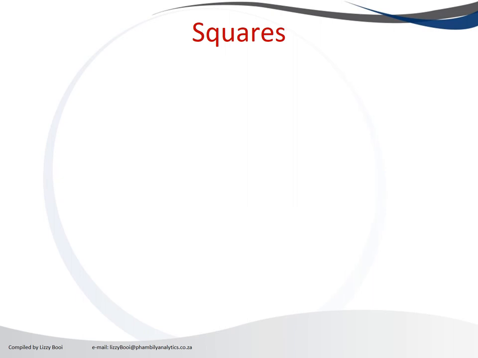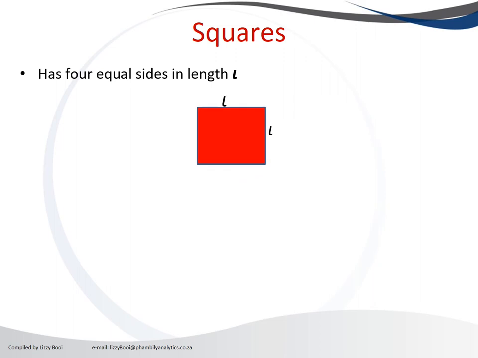We look at the square. A square has 4 equal sides, so it means all the sides are equal. If this is a square, this side is equal to that side, is equal to that side, is equal to that side. The formula for the perimeter of a square is 4 times L, because there are 4 sides that are equal.